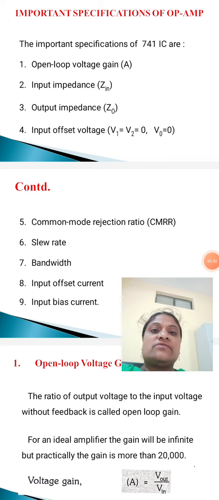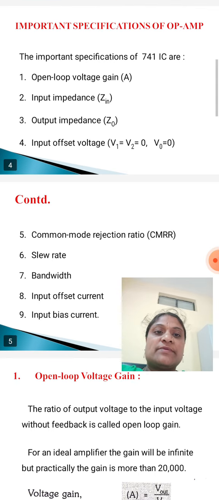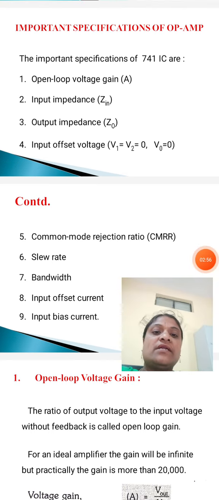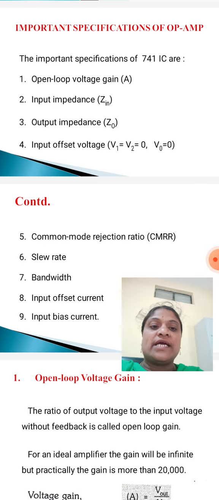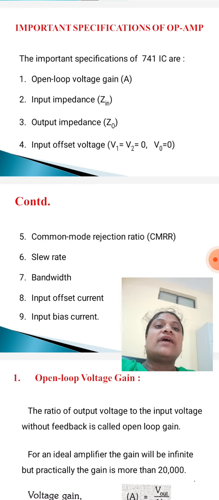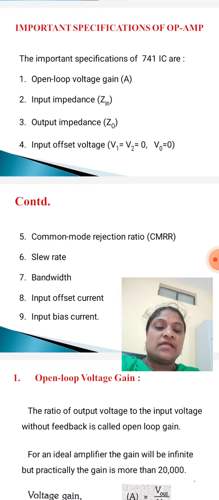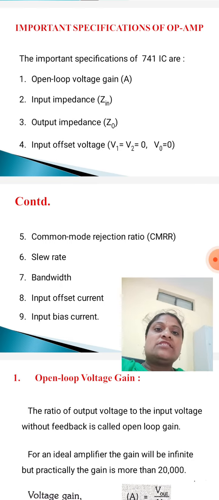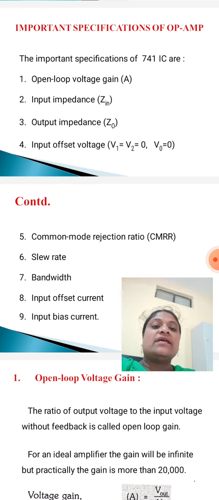And the next important specification of op amp is slew rate. And the next one is bandwidth. And the next important specification of op amp is input offset current. And the last one is input bias current. These are the different important specifications of IC 741 operational amplifier. Okay. So these specifications we will discuss one by one briefly now.